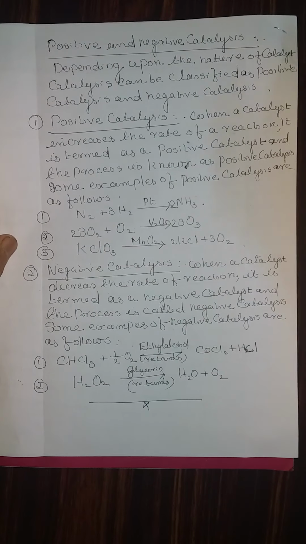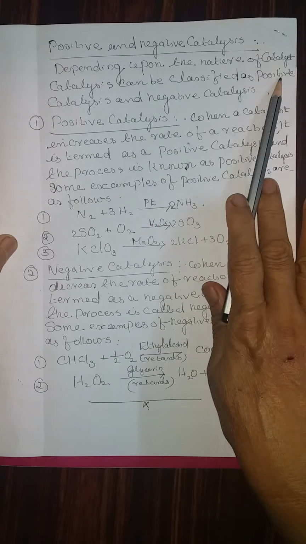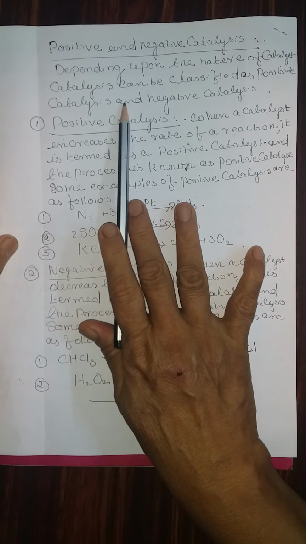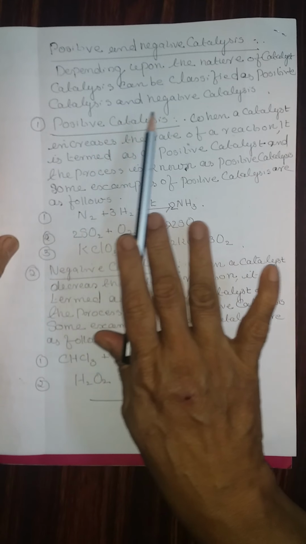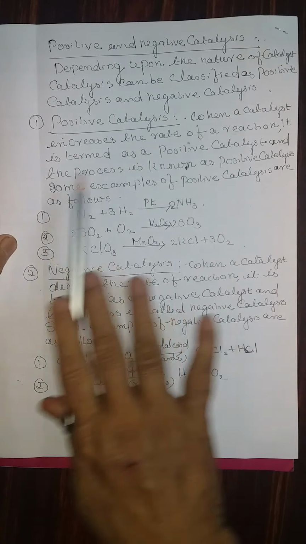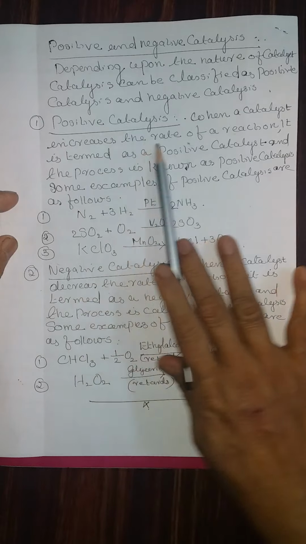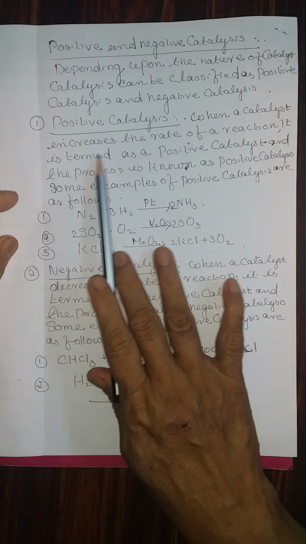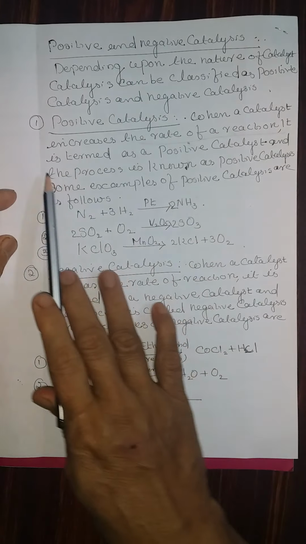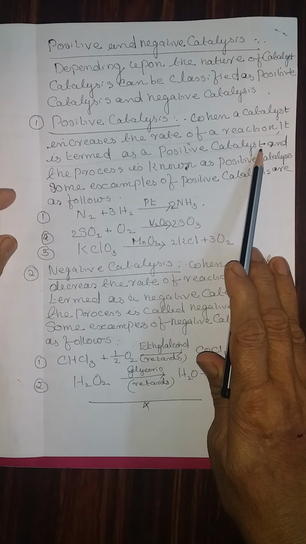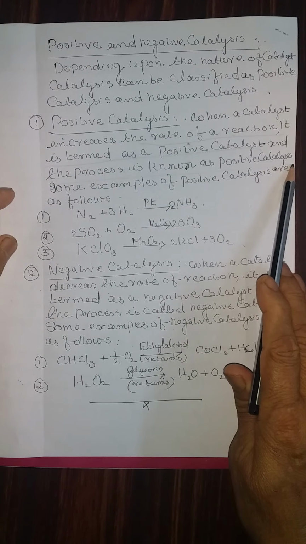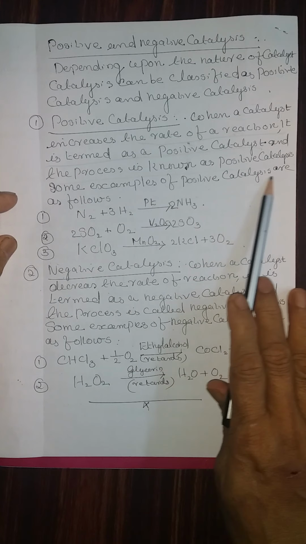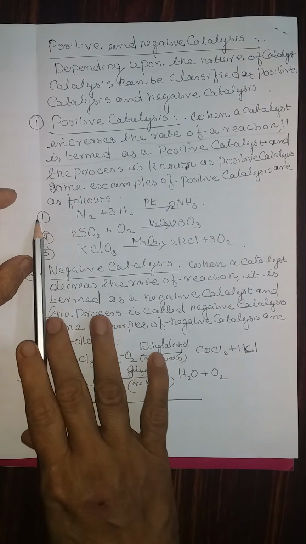Positive and negative catalysis. Depending upon the nature of the catalyst, catalysis can be classified into positive catalysis and negative catalysis. One, positive catalysis. When a catalyst increases the rate of reaction, it is termed a positive catalyst, and the process is known as positive catalysis. Some examples of positive catalysis are as follows.